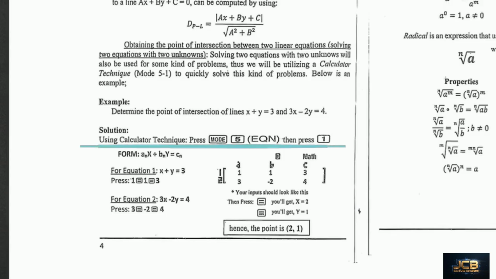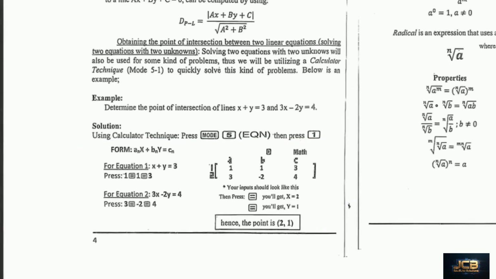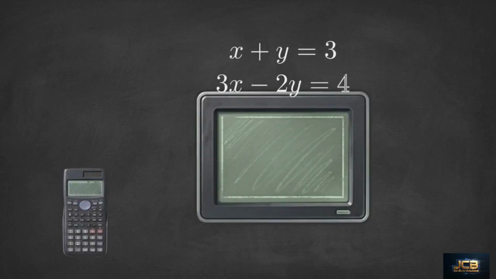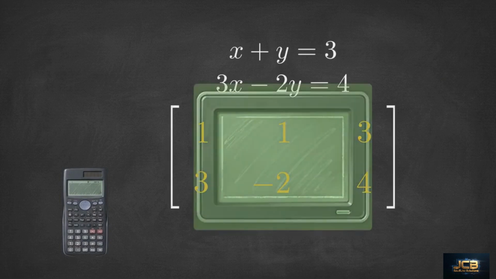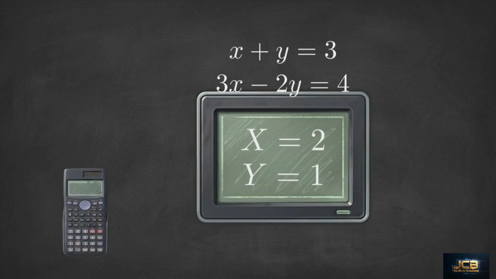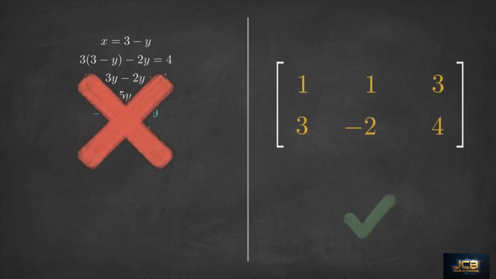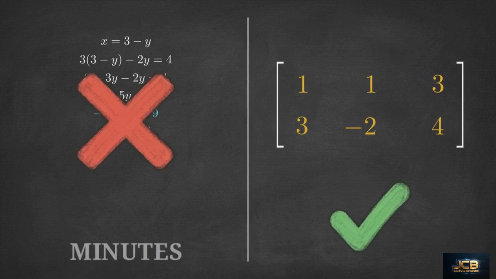On a standard scientific calculator, entering mode 5.1 opens the equation solver. You simply input the coefficients, labeled here as columns A, B, and C, into the matrix for both equations. For the equations x plus y equals 3 and 3x minus 2y equals 4, you plug in the isolated numbers. Pressing equals provides the immediate solution, x equals 2 and y equals 1. Translating algebraic equations directly into matrix inputs removes the manual arithmetic steps where small mistakes typically occur. This saves minutes on every problem of this type.